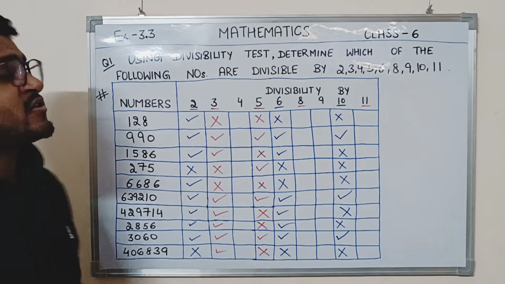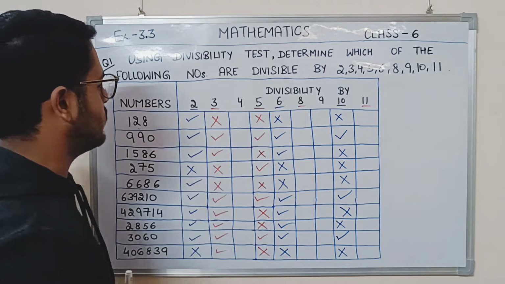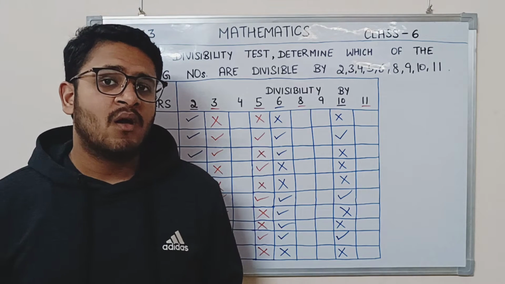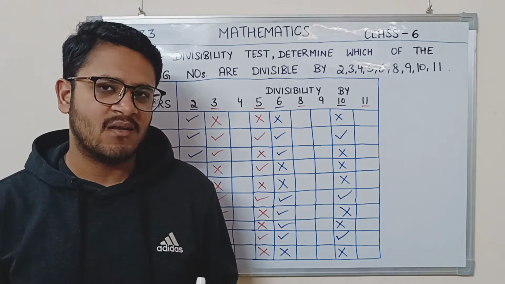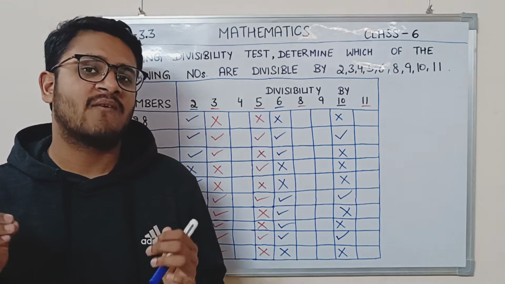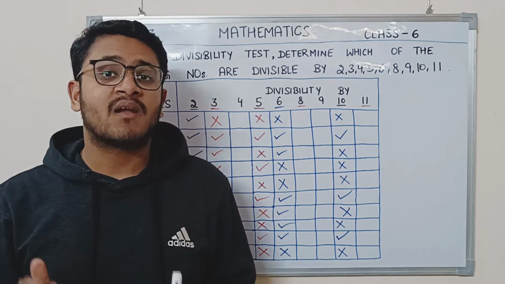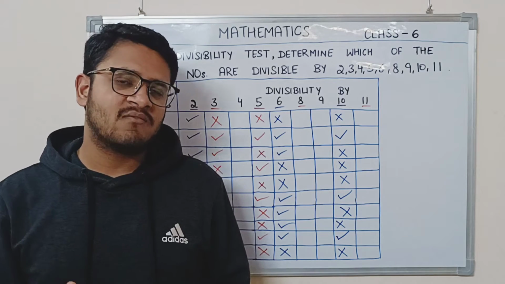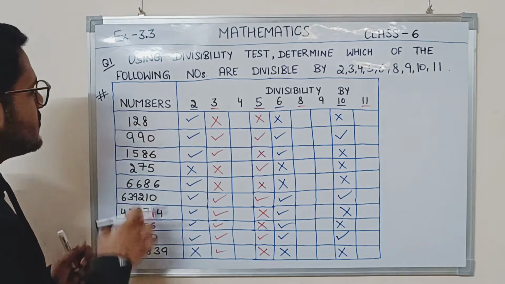As we are discussing question number 1 of exercise 3.3, now let's continue with divisibility by 4. What the divisibility by 4 says is, if we are given any number having 3 or more digits, in order to check whether that number is divisible by 4 or not, we will take the last 2 digits of that number, and if the number formed by the last 2 digits is divisible by 4, then the whole number is divisible by 4. Okay, so let's start with the example.